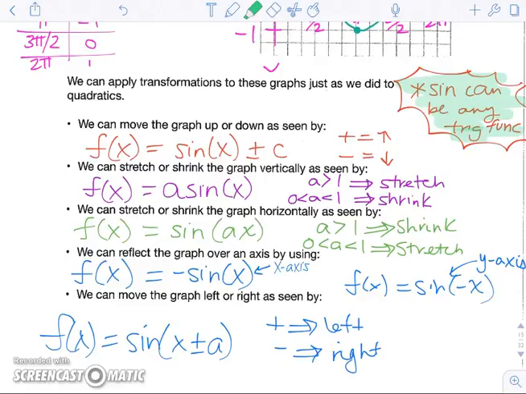Moving up or down means we're adding or subtracting after the function. So if you see f of x equals sine of x plus c or minus c, the plus means up, the minus means down. We take those as they are. A number out front is a vertical stretch or shrink. If the number is greater than 1, it's a stretch.